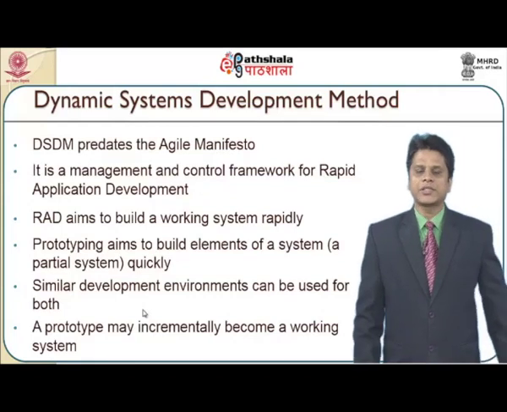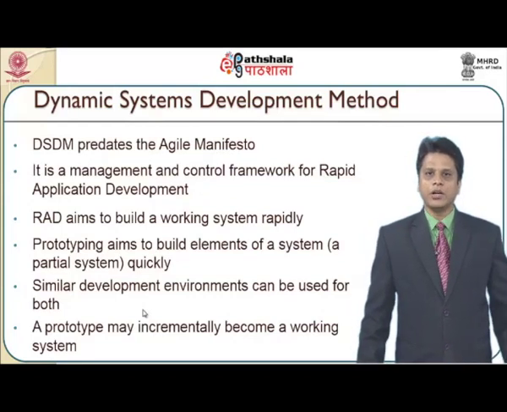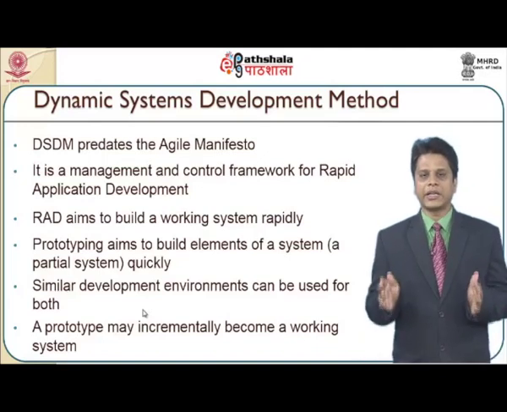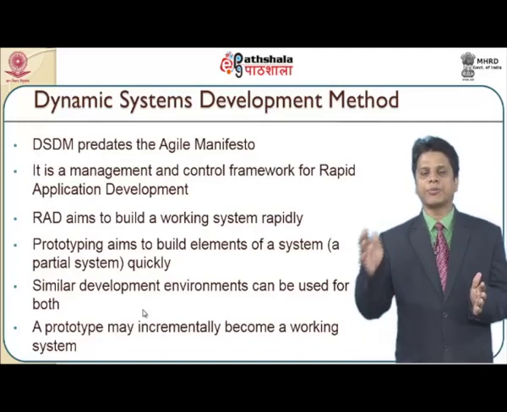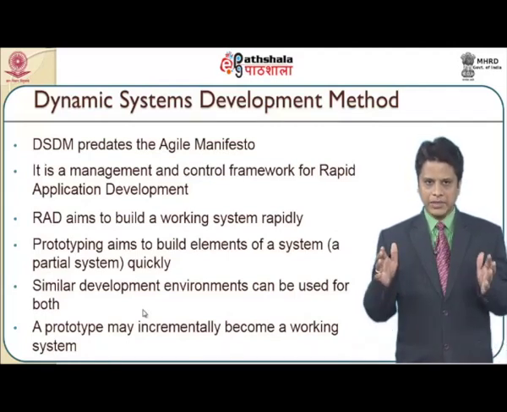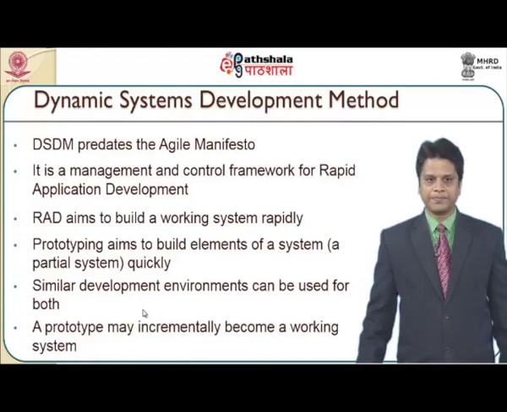The other method towards this agile methodology is called dynamic systems development method, which is DSDM. This DSDM predates the Agile manifesto. It is a management and control framework for rapid application development. With the traditional software development lifecycle models, we would have seen an approach called the rapid application development model, which would work given a limited time frame, say 60 to 90 working days, maximum 3 months. So this DSDM works for a similarly controlled time frame.